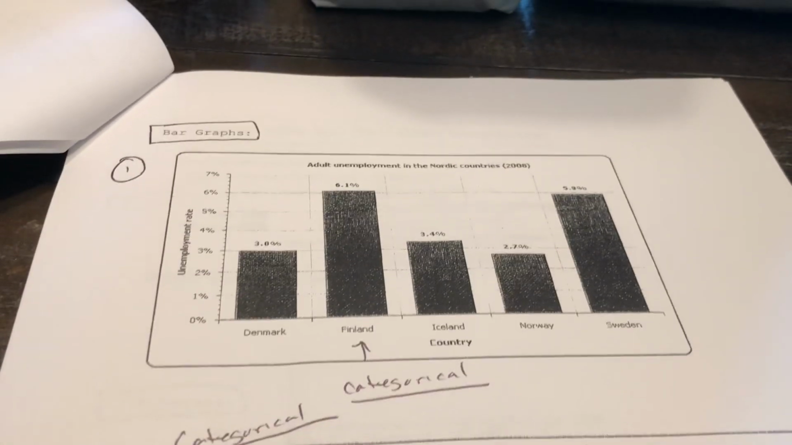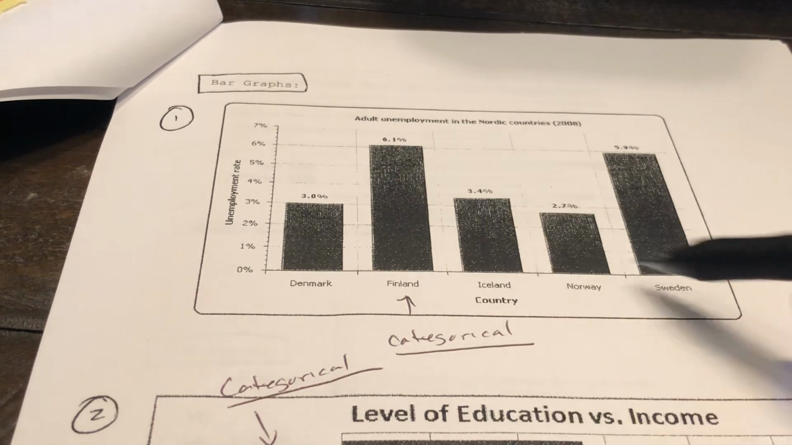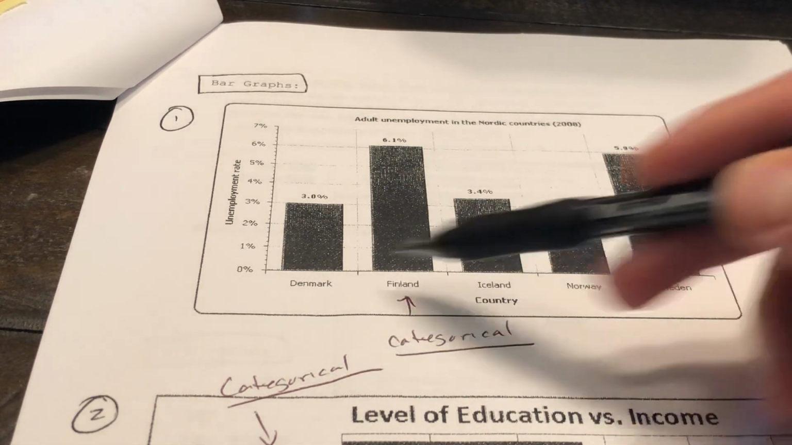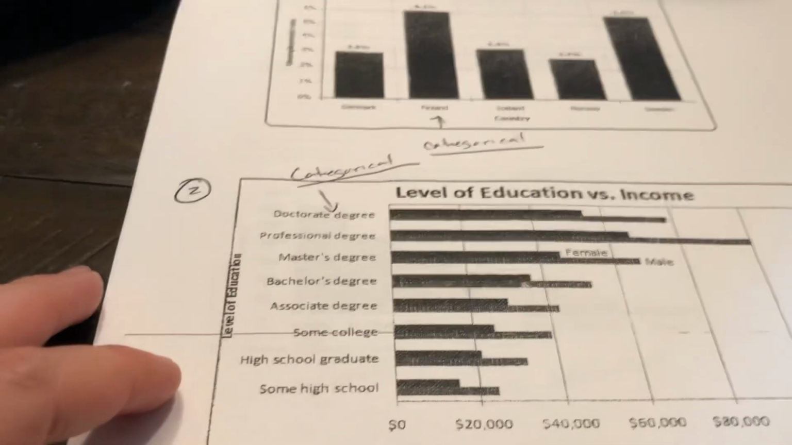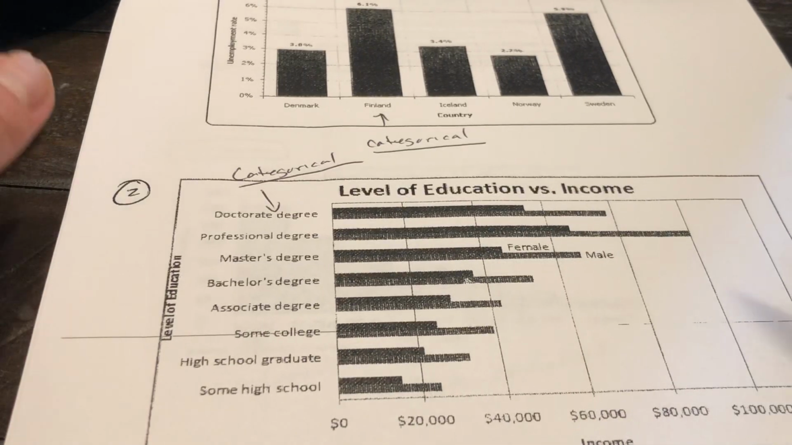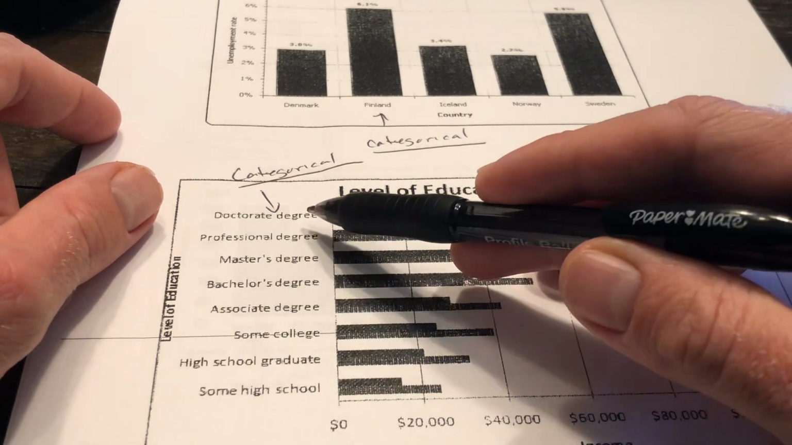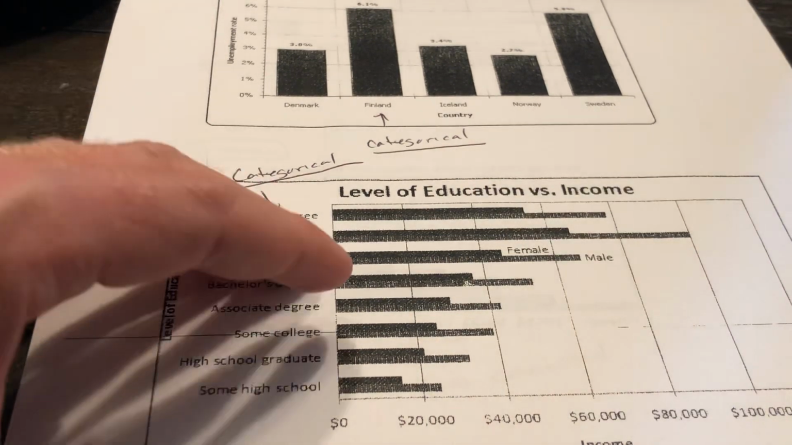I've just got examples here on the next pages. There's nothing to be written down other than to look at the bottom, the horizontal axis. These are all categories. Denmark, Finland, these are all countries. That's categorical data right here. And then it's kind of flipped. This is all categorical data too. If people graduated from high school, got an associate's degree versus a professional degree, doctorates. Those are categories.